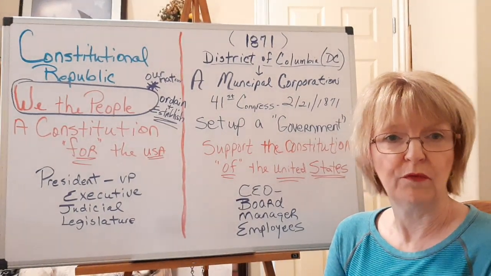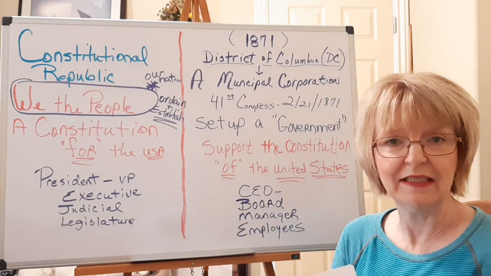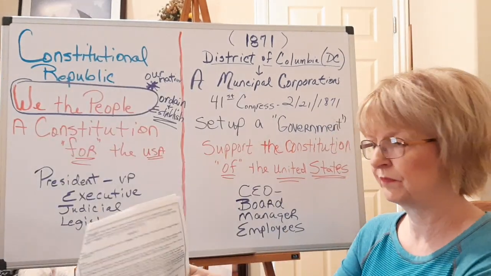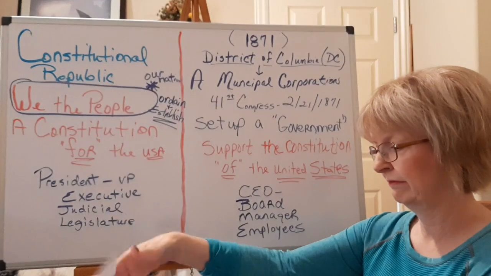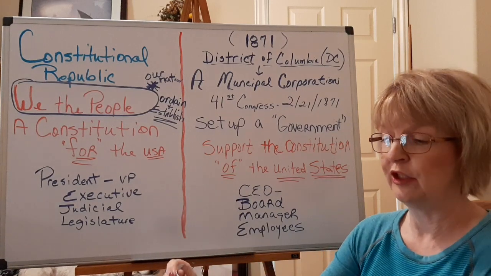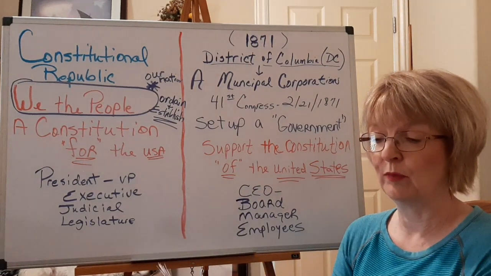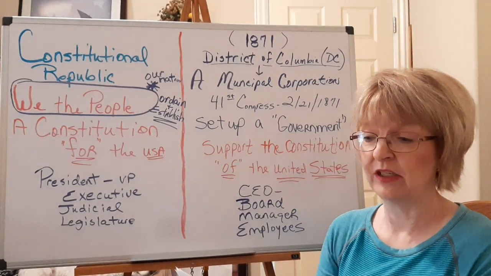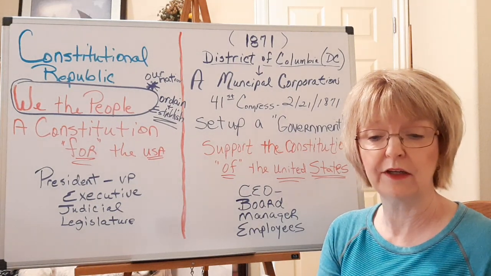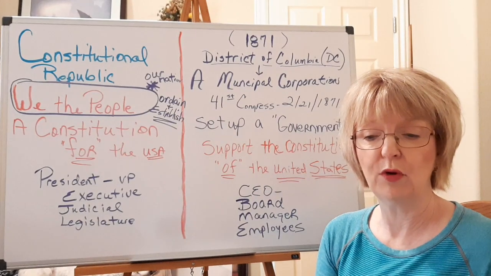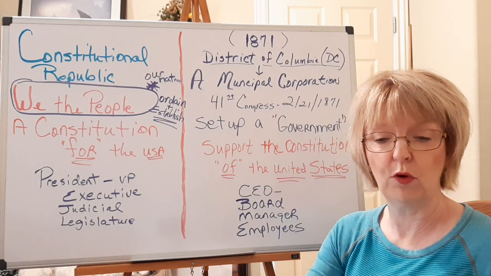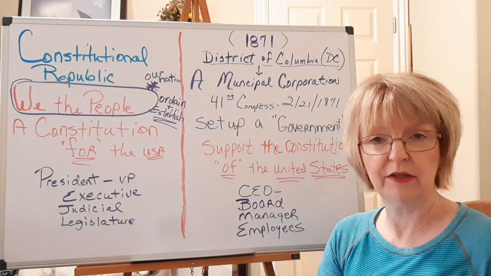Okay, so the first question is, we're talking about 1871. Back in 1776, we had our Constitution, we the people. We the people of the United States, in order to form a more perfect union, to establish justice, ensure domestic tranquility, provide for the common defense, promote the general welfare, and secure the blessings of liberty to ourselves and our posterity, do ordain and establish this Constitution for the United States of America.